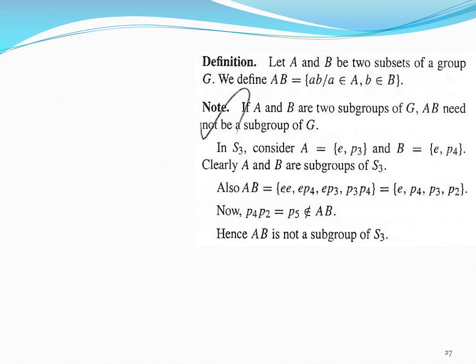Next, product set AB. A and B are two subgroups of G. Then AB equal to what? The set of all small ab such that small a belongs to capital A and small b belongs to capital B. If A and B are two subgroups of G, AB need not be a subgroup of G. Using permutation group, we can prove this concept.